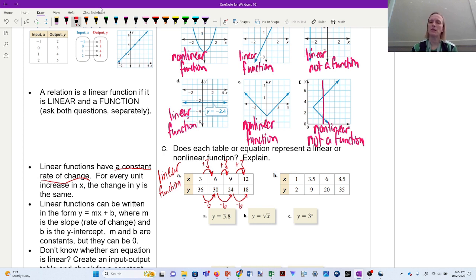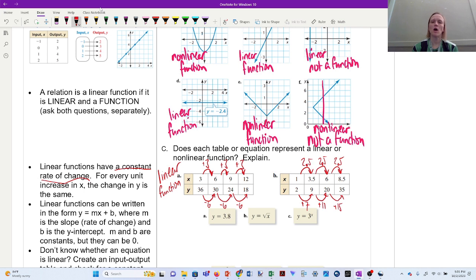Let's look at example B here. What happens to x? It looks like we're increasing by 2.5 with each step. What happens to the y value in each step? Let's see. At first we add 7, and then we add 11, and then we add 15.